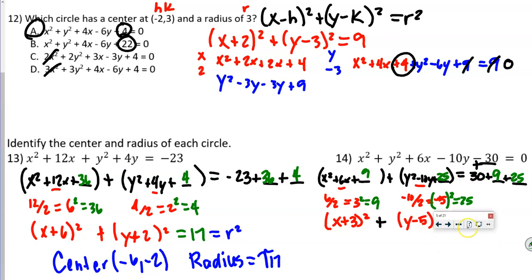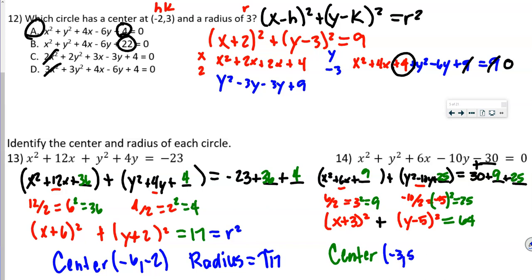Okay. So once again, when we pull our center, remember what we're going to do. We're going to pull the numbers that are opposite of what's there. So our center is going to be -3, +5, and then our radius, we're going to take the square root of 64, which we know is 8.